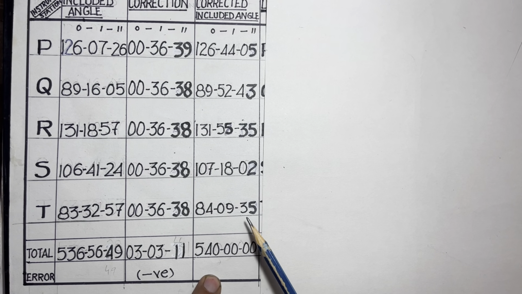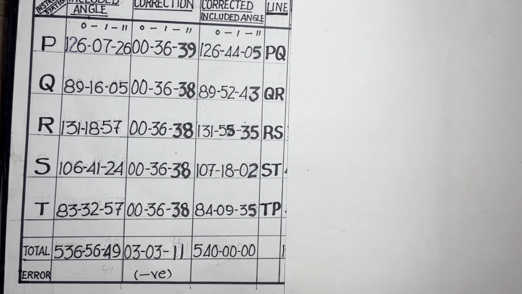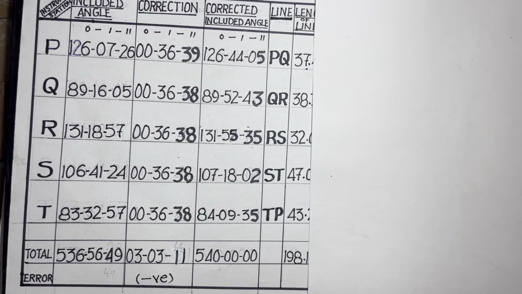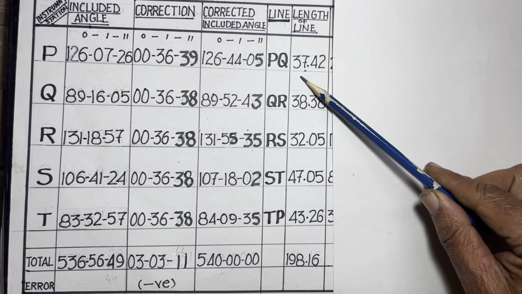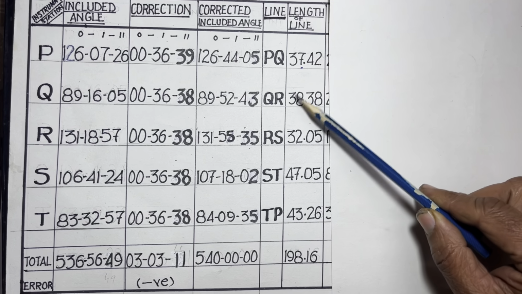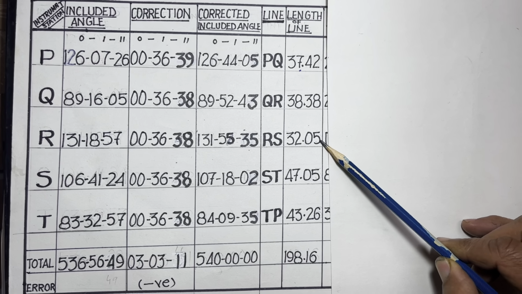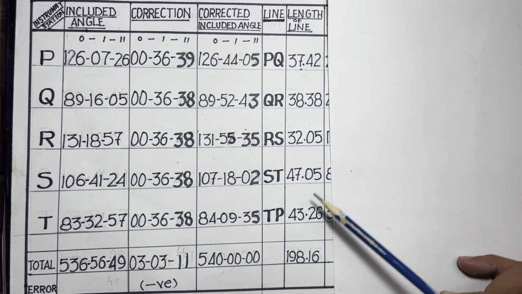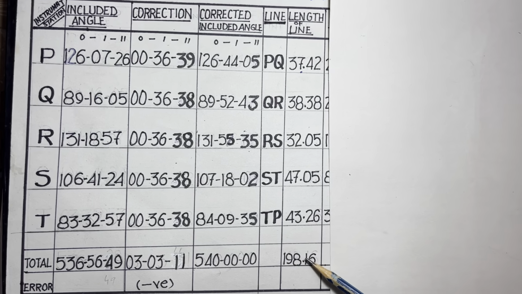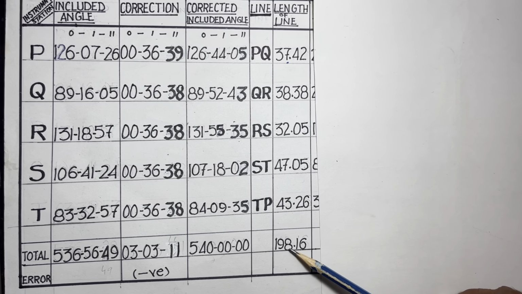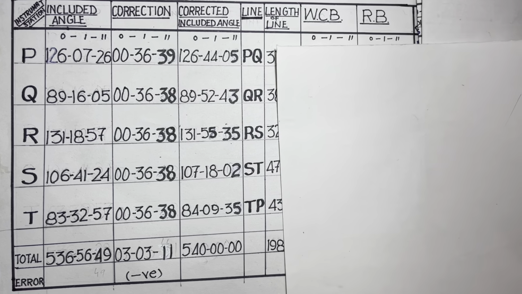So here the corrected angle values are given, and in the field we have measured all the sides of the traverse. So you can see the length PQ is 37.42 meters, QR 38.38, RS 32.05 meters, ST 47.05 meters and TP 43.26 meters. The perimeter, the sum of these sides, is 198.16 meters.